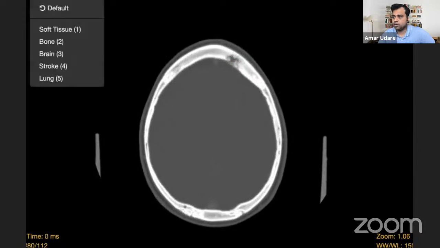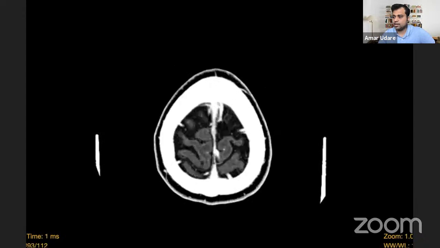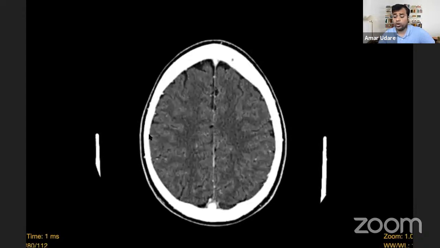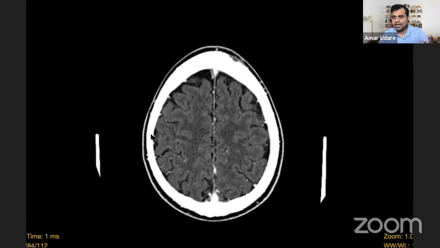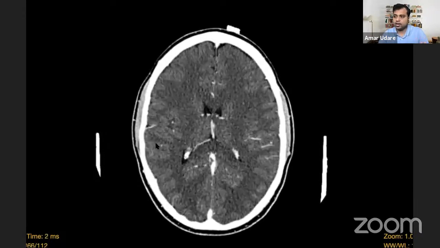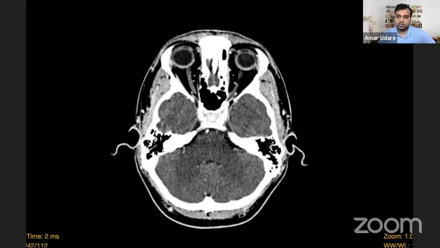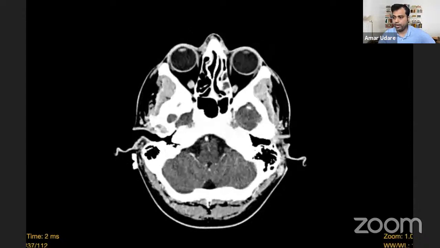So let's go to brain window. Often all of you, as residents or even radiologists, will report a ton of CT brains for, say, acute weakness or stroke or other pathologies. Incidentally, there may be a lot of findings in the peripheral areas. So what peripheral areas do you need to look at whenever you look at CT brains?